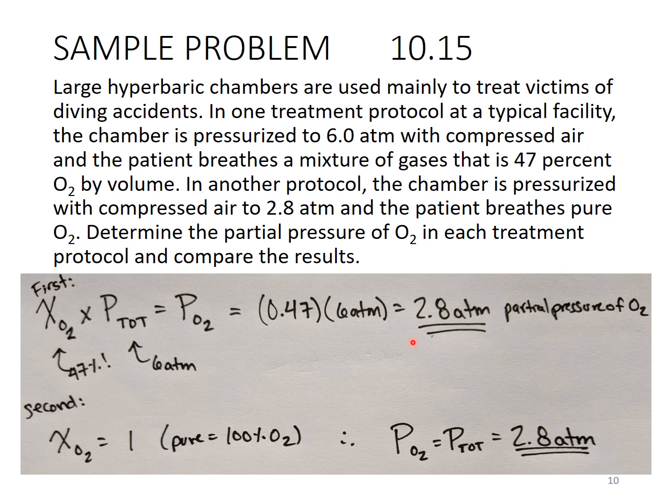So the point of this is that both protocols actually give you the same partial pressure of oxygen, which is much higher than what you would get from breathing in atmospheric oxygen. Atmospheric oxygen is about 21% of the moles of air that you're breathing. So it's only about 21% of the pressure total. So at normal atmospheric conditions, you're only breathing in 0.21 atmospheres partial pressure of oxygen. So you can see that this is a very marked increase in the partial pressure of oxygen.